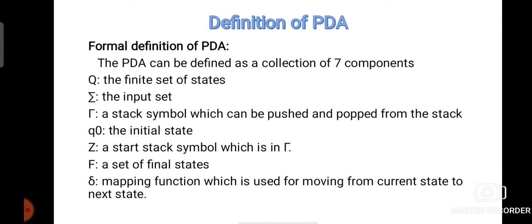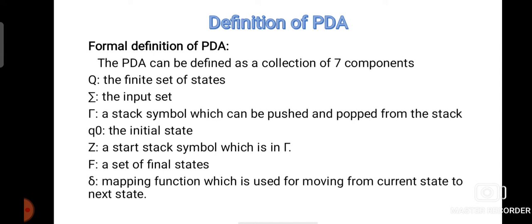Now we can see the formal definition of PDA. PDA can be defined with the help of 7 elements, 7 components, or we can say 7 tuples. Capital letter Q is the finite set of states. This is similar to the components of DFA. Then sigma is the set of input symbols, and here another symbol is there, that is the stack symbol, otherwise called the stack alphabet. It consists of a set of stack symbols which can be pushed or popped from the stack.